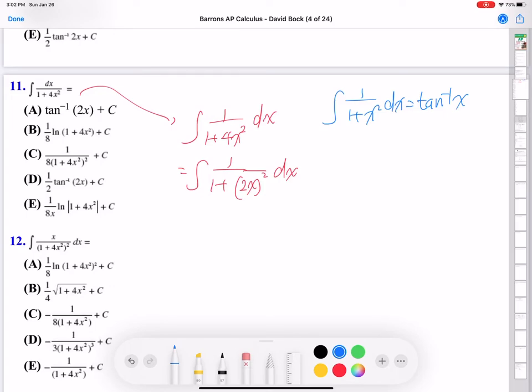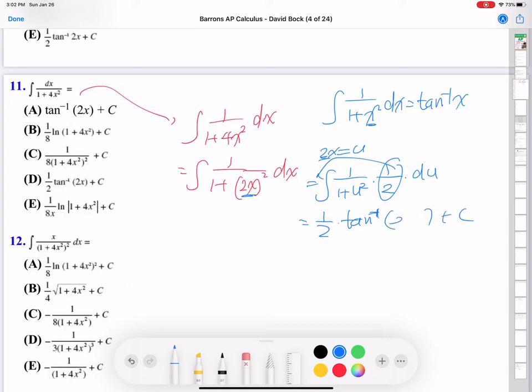And then this is not x squared, it is (2x) squared. So that 2x part is going to be the u part. So integral 1 over 1 plus u squared, change dx to du, 1 over the derivative of u times du. So the 1/2 coefficient can go to the front, and then the other part can be tangent inverse of u plus c, and then u was what? u was 2x. So 1/2 tangent inverse 2x plus c. D is the answer. A, B, C, D.